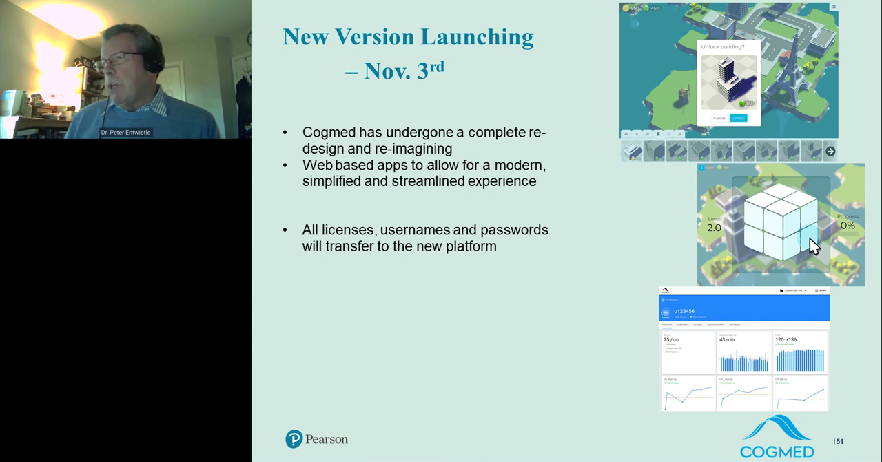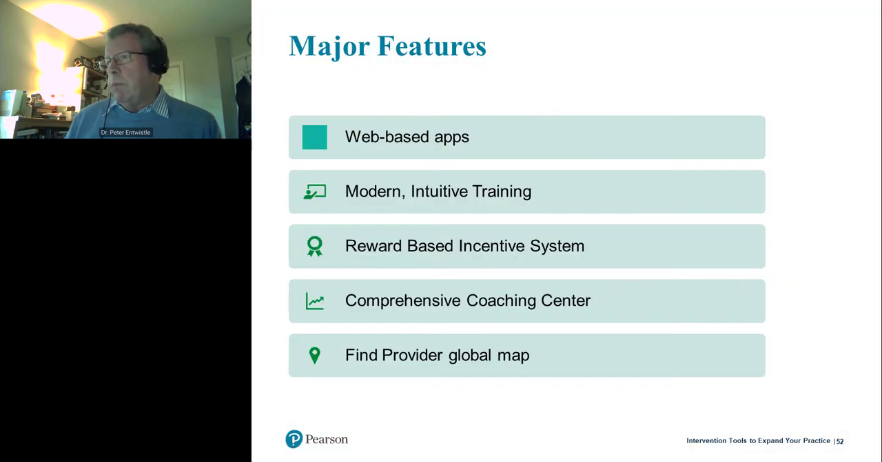It's more modern, it's more simplified, it's streamlined. And what you can see is, to some extent, training is going to be more intuitive than it was previously. There is a reward-based incentive system. You'll see that it's going to be appearing more game-like for individuals that need that. There is a comprehensive coaching center available. And lastly, there's a provider global map where individuals can then advertise themselves as providing this program to different parts of the world.